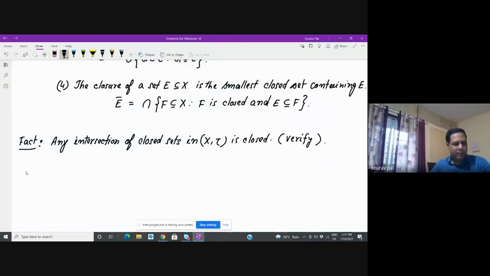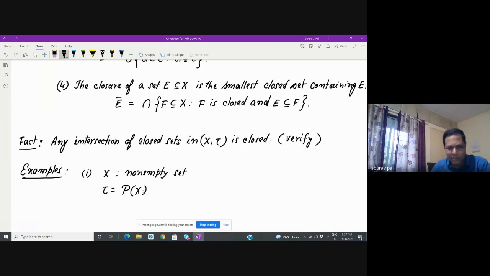Anyway, let us see some basic examples so that you get the things very clear. Say X is any non-empty set, and you choose tau to be its power set, the collection of all subsets of X. Then one can easily verify that this is a topological space.